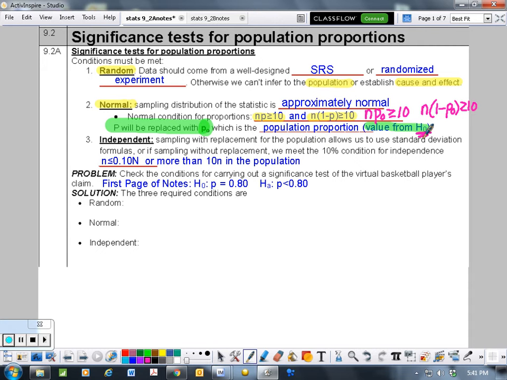And then of course we have our independence clause, where either they are truly independent from each other, or if we're sampling without replacement, we have to meet that 10% condition.